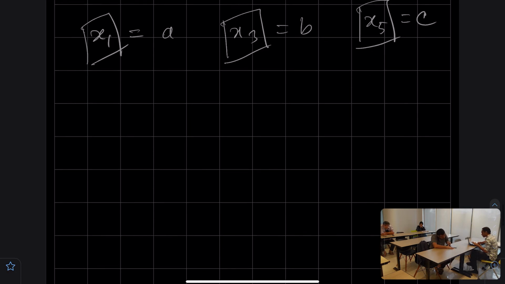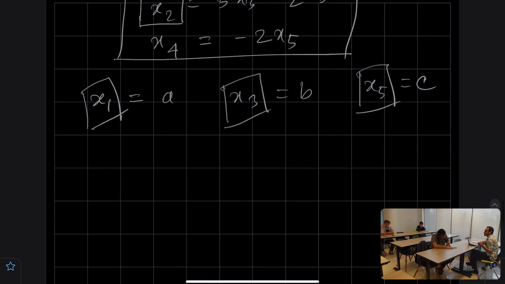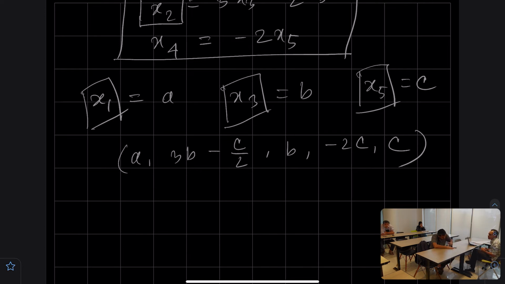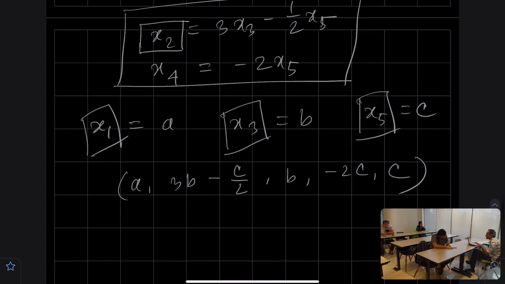Every variable which is not a leading variable is a free variable. So the solution in terms of A, B, C can be A = (3B - C)/2, B, -2C, C. This is the solution of this system, right?